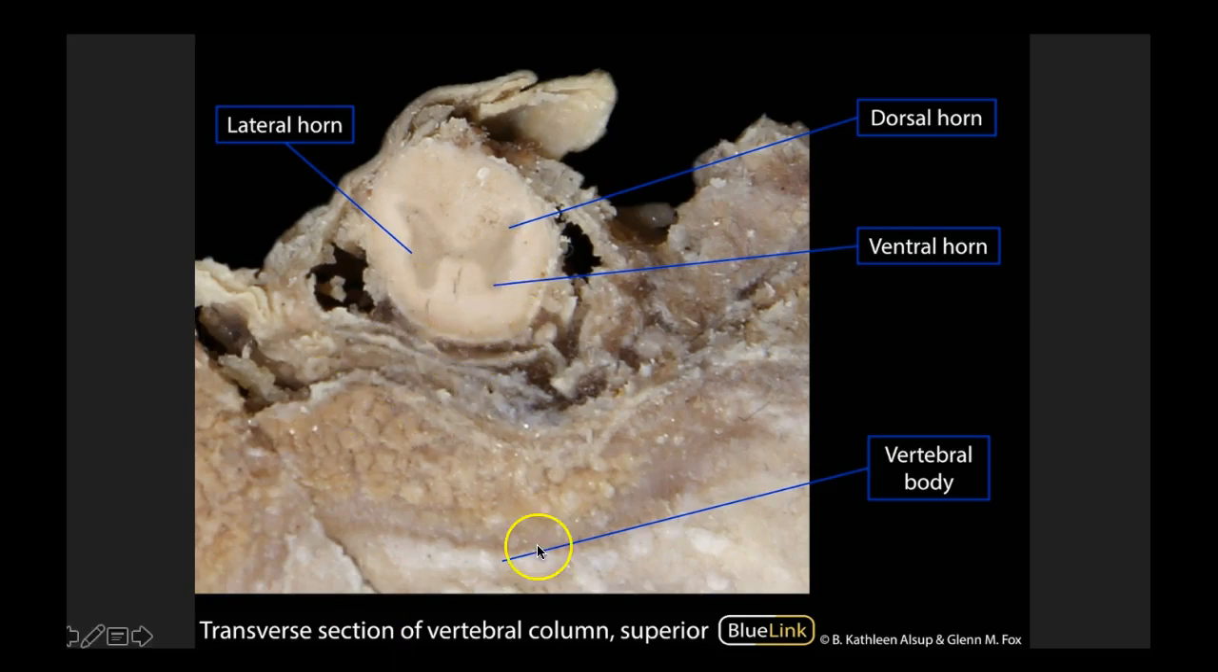And lastly, your ventral horn, which will contain the cell bodies of motor neurons.